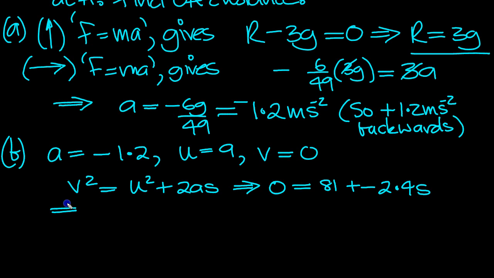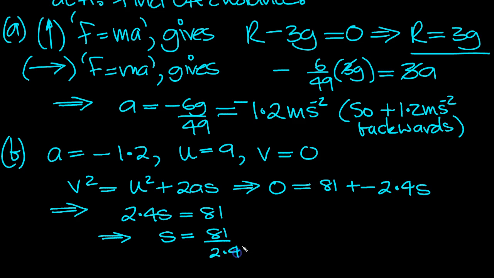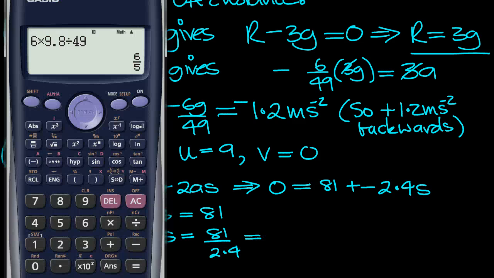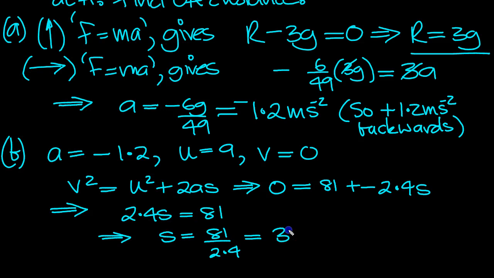So that tells us what s is. Move this over through the equals, so 2.4s is equal to 81, and s is then equal to 81 over 2.4. Let's tap that in the calculator. 81 divided by 2.4 equals 33.75 meters. That equals the distance OA.